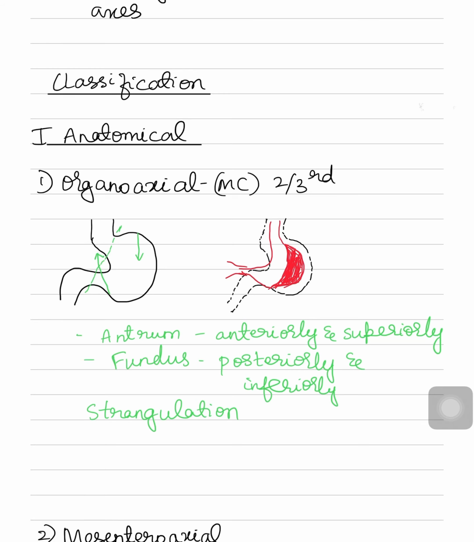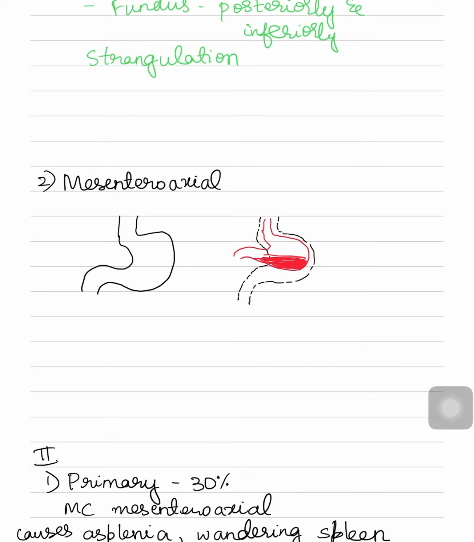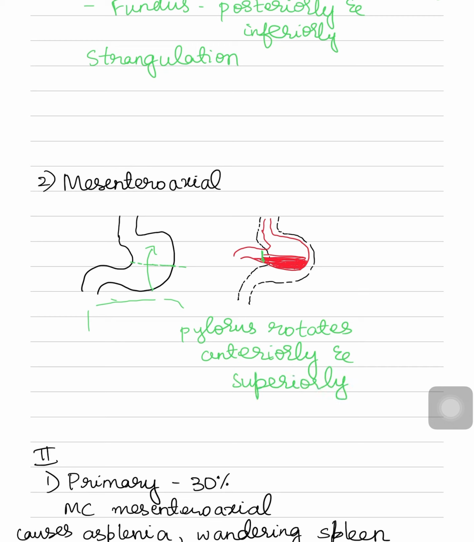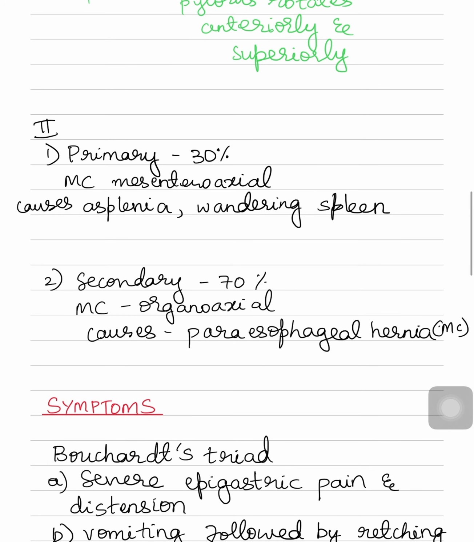The next type is mesenterico-axial. This is nothing but a line drawn from the middle of the lesser curvature parallel to the omentum. You have the gastrocolic omentum which is running here. So it is parallel to this omentum and the middle of the lesser curvature, and you have the pylorus which is rotating. It is just like folding the stomach from below upwards. So the pylorus rotates anteriorly and superiorly. You can see the pylorus here, anteriorly and superiorly.